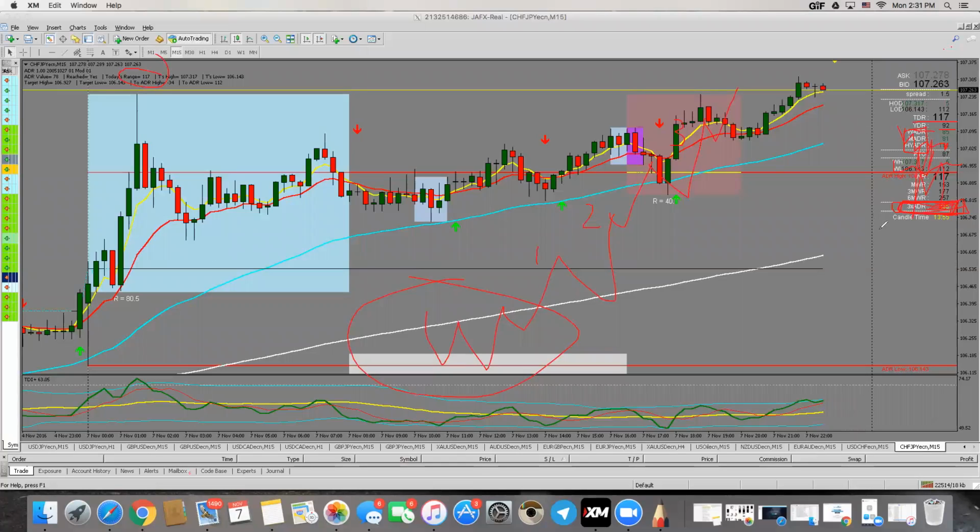Now, candle time. It tells you how many minutes are left on each candle, on the 15-minute chart, of course. And one last thing, whenever you enter a trade, you will have here trade 1, how many pips you are up, and trade 2, how many pips you're up or down. So yeah, guys, these are the indicators.